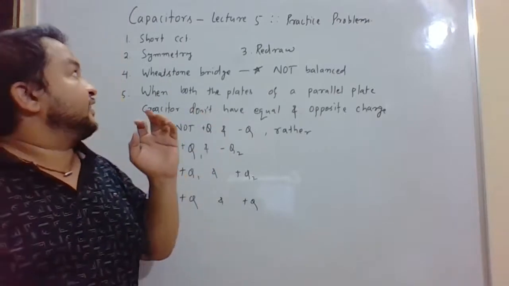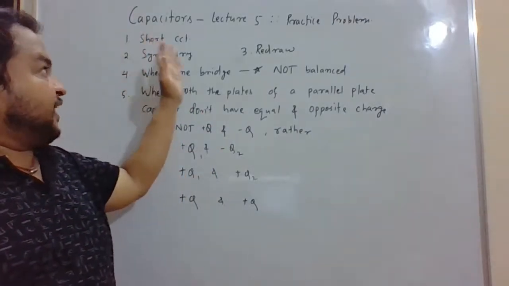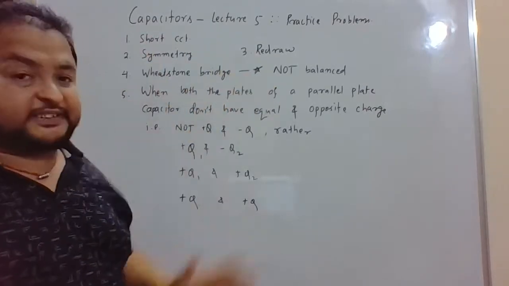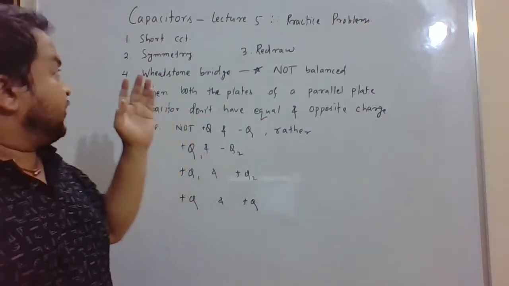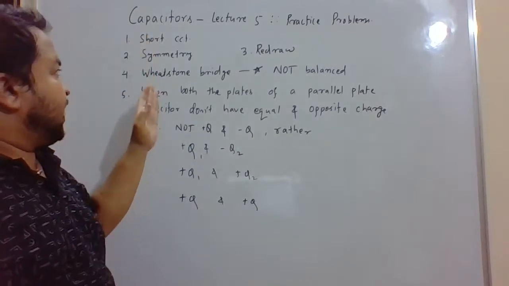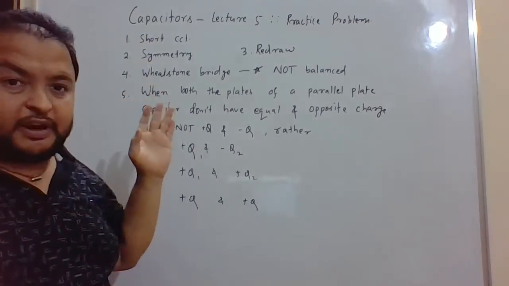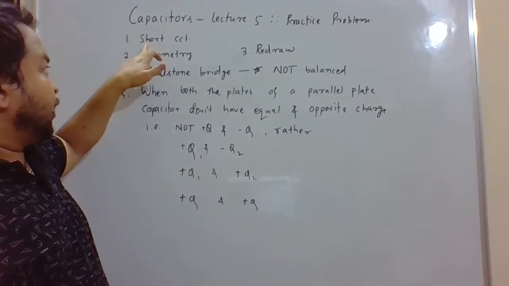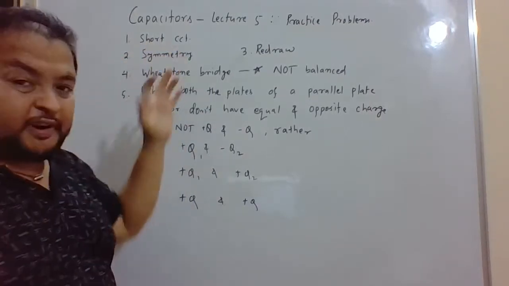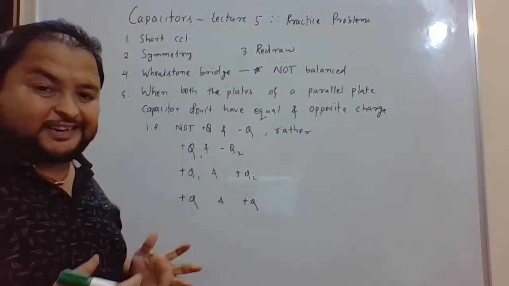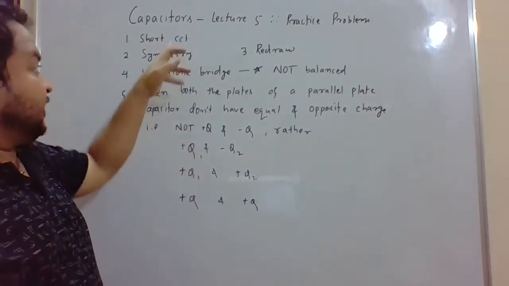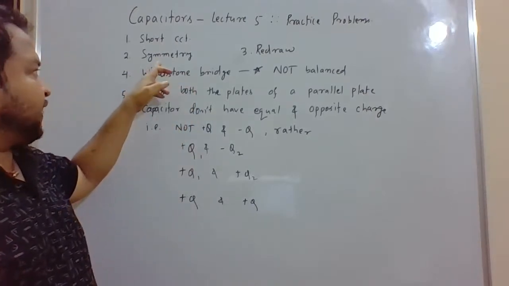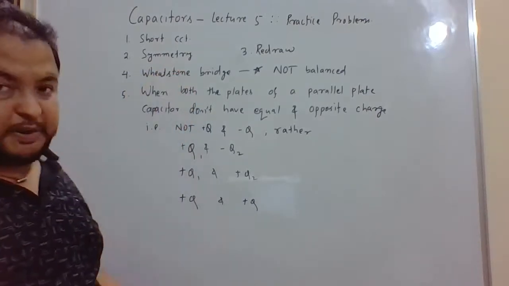Today we will be concentrating on capacitor practice problems. This is the fifth lecture in our capacitance series. We would start with a quick recap of a couple of things which we have studied in our previous lectures. That is, we would see how to solve a circuit when a portion where capacitors are connected is short circuited. We will work out a practice problem related to symmetry.